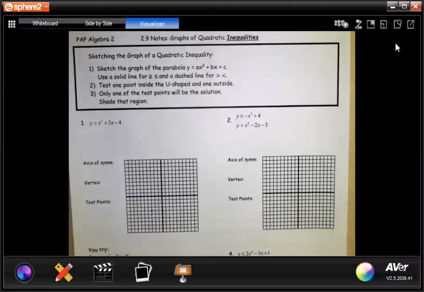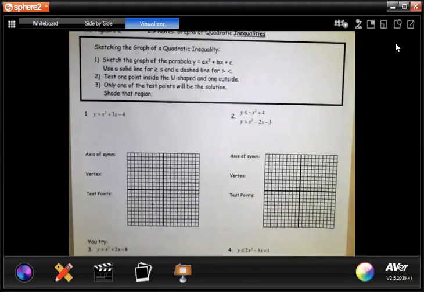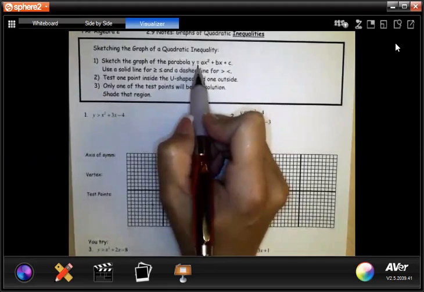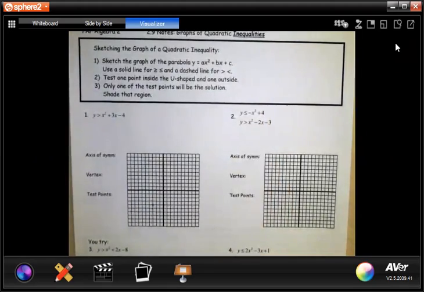All right, today we're going to be going over quadratic inequalities. We're going to start off by graphing these quadratic inequalities. Up here on the top, it's telling you that in order to sketch the parabola, you are going to sketch it just like if there was an equal sign. Nothing changes on that part.